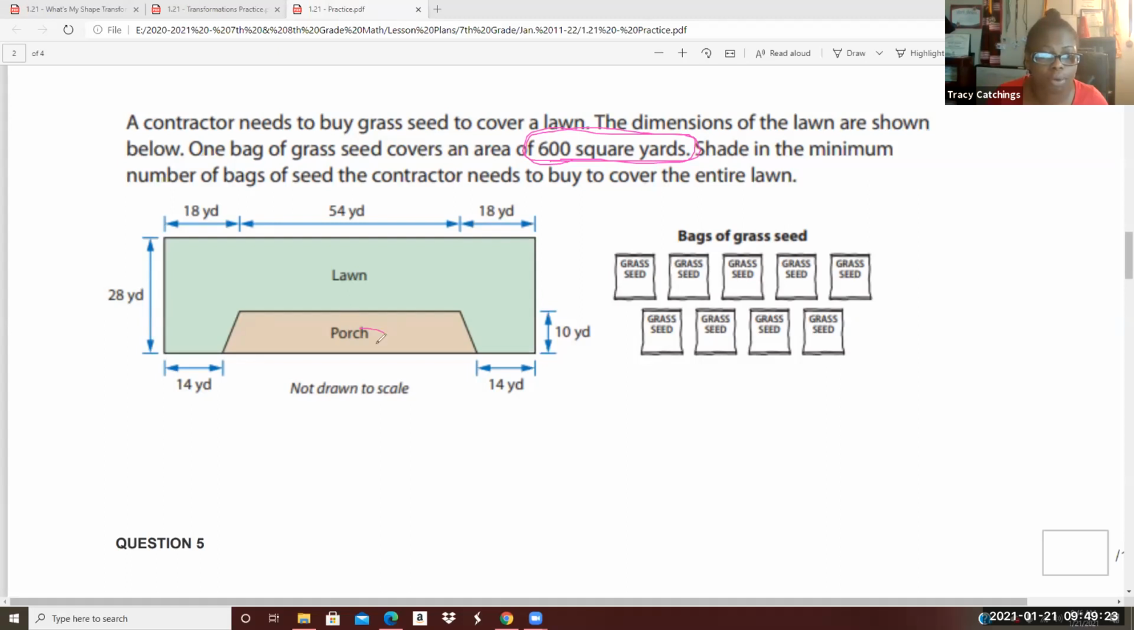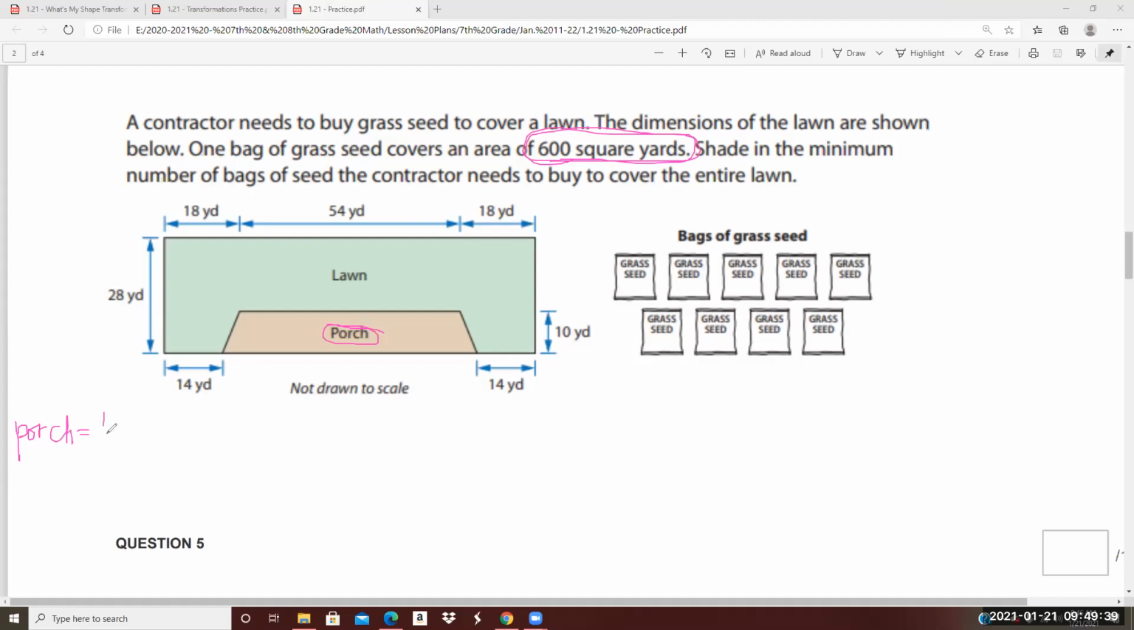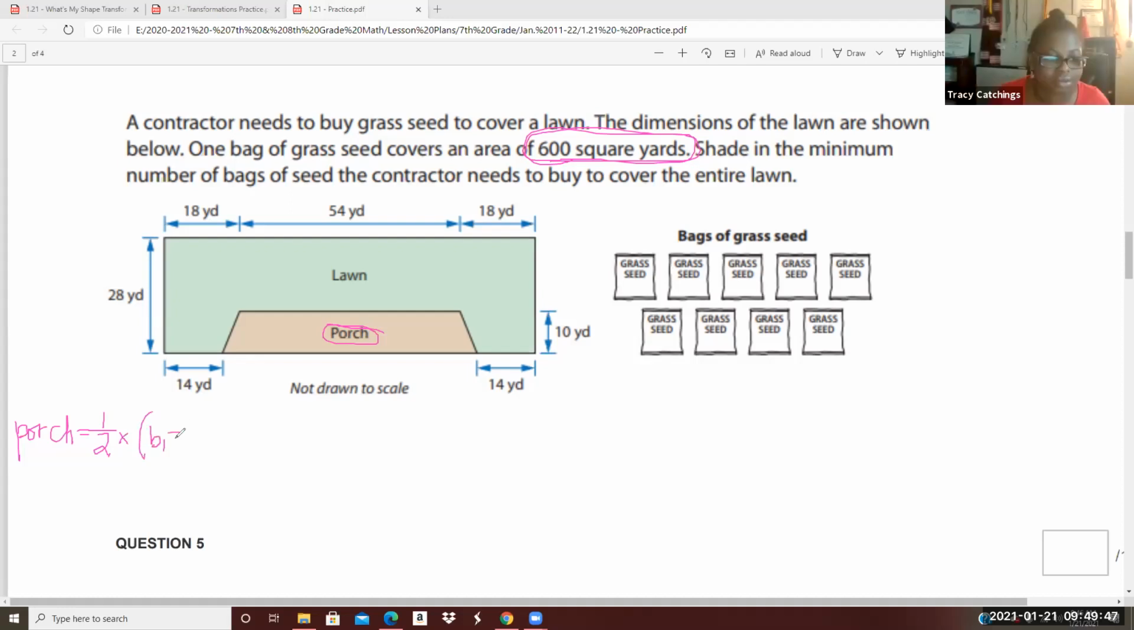I'll first look at the porch. What kind of shape does the porch look like? A trapezoid. It is a trapezoid. How do we find the area of a trapezoid? One half times the two bases times the height. Base 1 plus base 2, and then times the height. I strictly always put my formula first, just to make sure we're using the correct numbers. All right, so looking at the porch, what would you say our base 1 is?